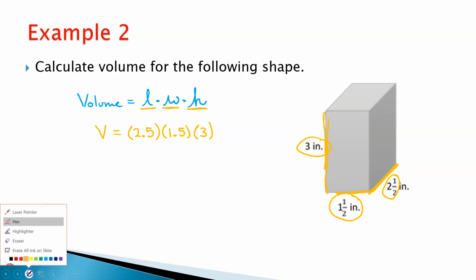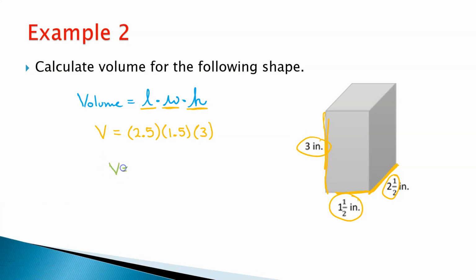So I'm going to multiply all three of these on my calculator. 2.5 times 1.5 times 3 is going to equal, that gave me 11.25. That is the volume, 11.25. Inches times inches times inches is going to give us inches to the third power. That is our final answer there. Volume, the space inside of this rectangular prism, is 11.25 inches cubed.